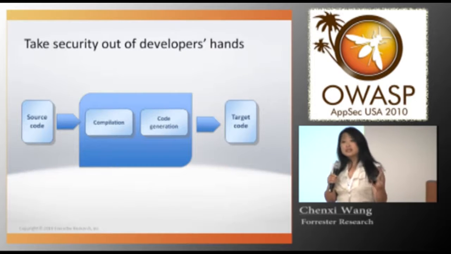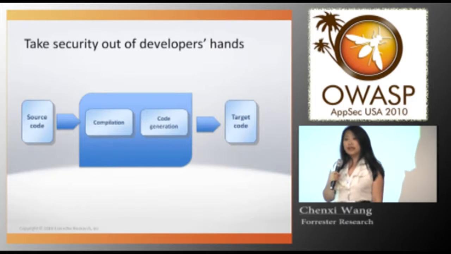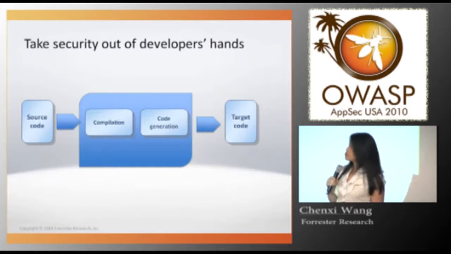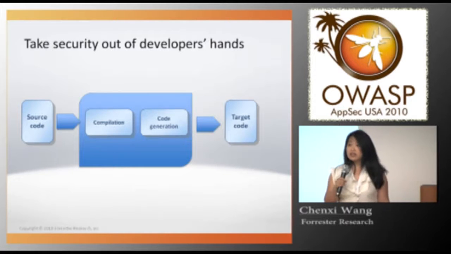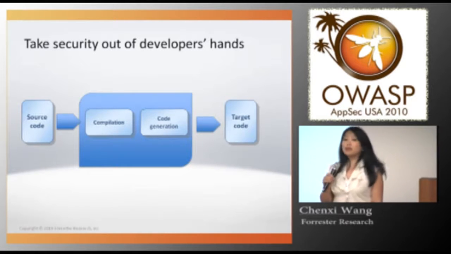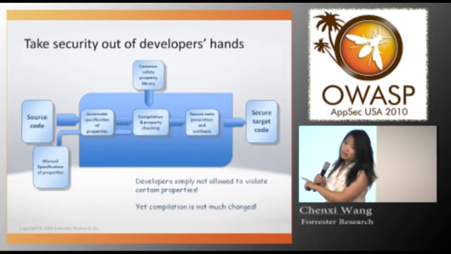And let's run it through a code generator that enforces these properties, and you generate secure target code. And developers don't have to do anything. They just have to feed the source code in, okay? Maybe deal with some of the compilation results. Compilation should not be changed much. Developers can do whatever they want. That's what I want.